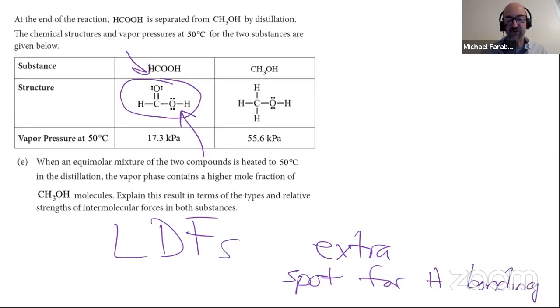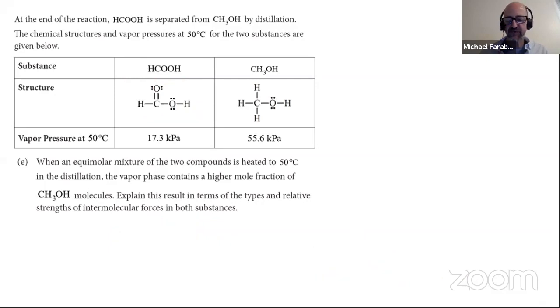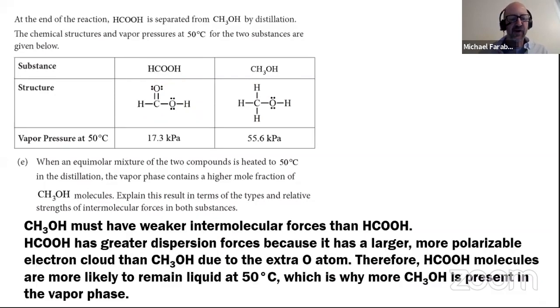That would indicate that there should be stronger intermolecular attractive forces, which the HCOOH has a little bit more than the CH3OH. Okay, so you could have said CH3OH must have weaker intermolecular forces than HCOOH. HCOOH has greater dispersion forces because it has a larger, more polarizable electron cloud due to the extra oxygen atom.